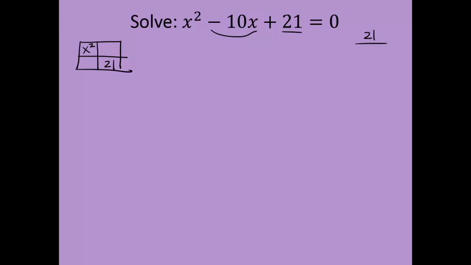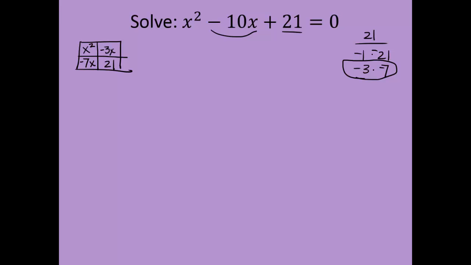So for factors of 21, I've got 1 times 21, 3 times 7. The only way I'm going to get a pair to add up to negative 10 and multiply together to give me positive 21 is if they're both negative. So look at it this way. Which of these pairs adds up to negative 10? Clearly it's this one. So in these 2 boxes we put negative 3x and negative 7x. The order does not matter.